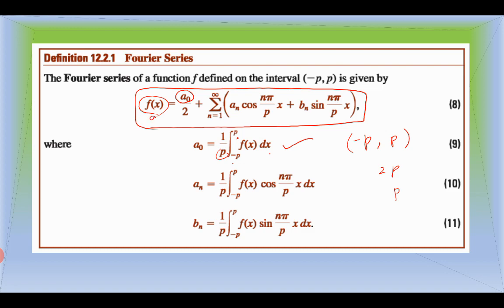For an, take f of x, integrate with cosine n pi x by p from negative p to p, and divide by p. That will give you an, the constant. And for bn, take the same f of x and integrate with the sine, and divide by p. These constants a0, an and bn are called Fourier constants.